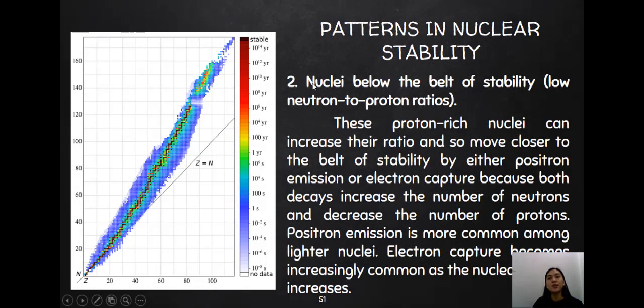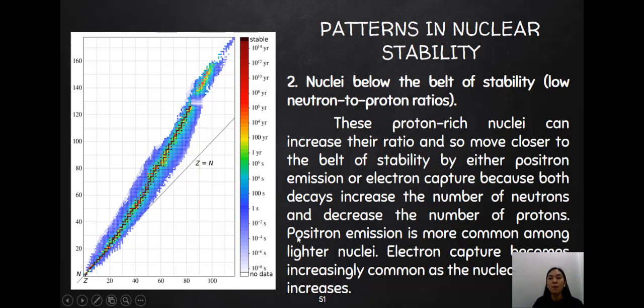The next one is your nuclei below the belt of stability. So, this region, dito banda. Which means you have a low neutron to proton ratio. So, this one naman, masyadong marami namang protons. So, kung yung kanina, pag nasa above of belt of stability, maraming neutrons, dito sa below the belt of stability, marami po tayong proton. So, in order for your nuclei to reduce its number of protons, kailangan po siyang mag-undergo ng electron capture or positron emission.